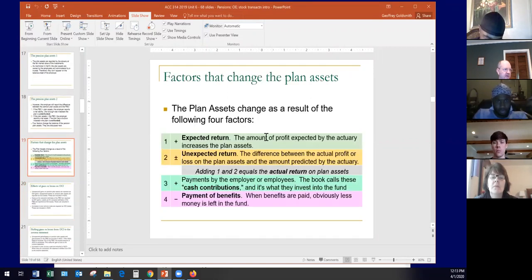Expected return, the amount of profit expected by the actuary, increases the plan assets. So to refresh your memory, the pension plan has all this money that's invested on behalf of the employees. And if those investments are earning money, then they reinvest it. And so the plan assets increase.